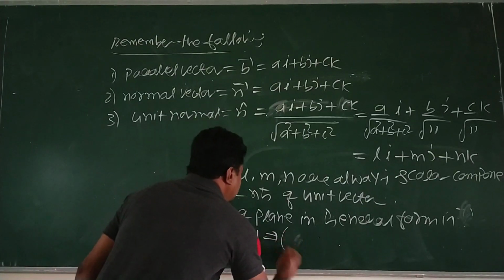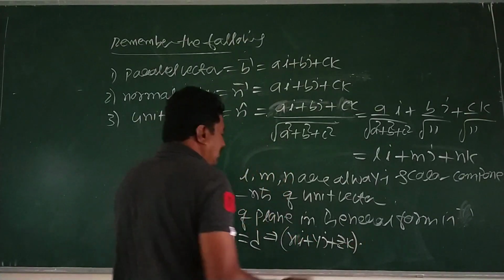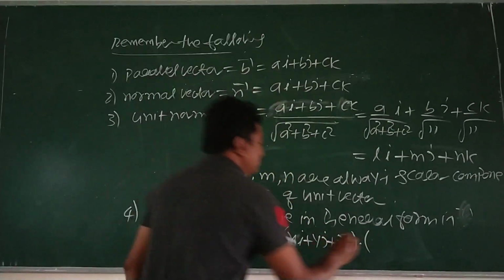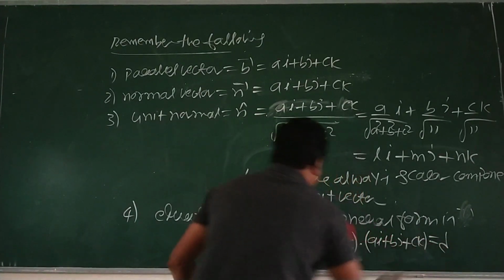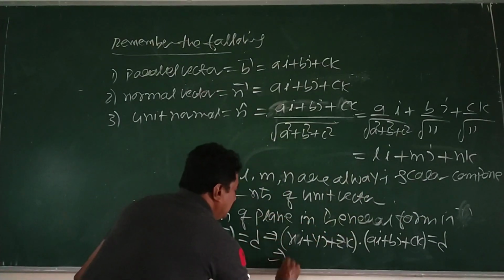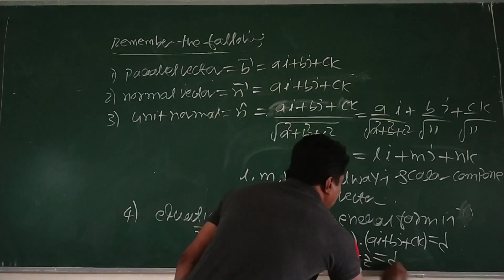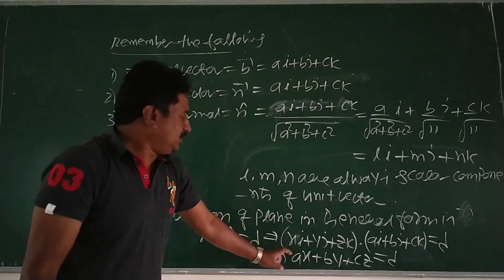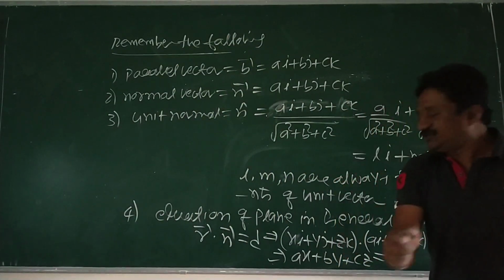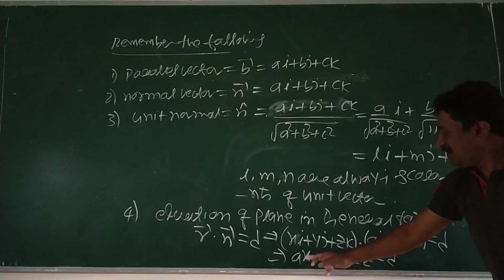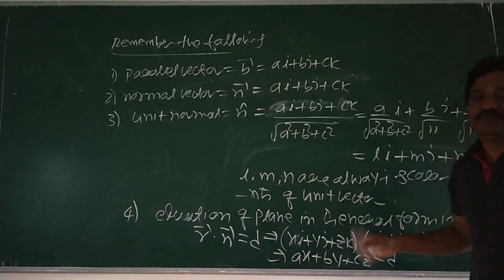I change this into Cartesian form. r means xi plus yj plus zk dot vector n, what is vector n? ai plus bj plus ck is equal to d. Find the dot product, that implies ax plus by plus cz equals d. You know this equation very well, students. What does ax plus by plus cz equals d represent? It represents a plane, the general equation of plane.